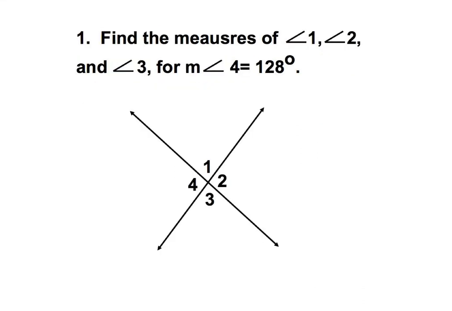All right. We're going to find the measures of these angles. And we are only given one piece of information. We are told that the measure of angle 4 is 128 degrees. We have to figure out what angles 1, 2, and 3 are based on what we have learned at this point.